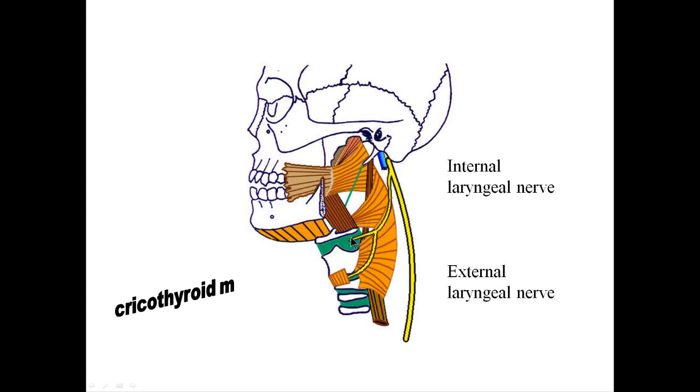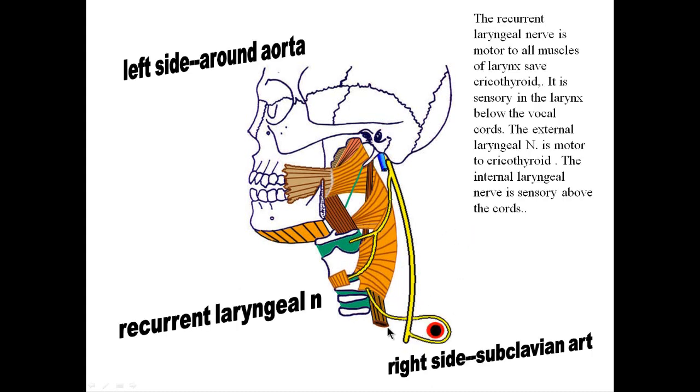The internal laryngeal nerve has no motor branches, but is sensory inside the larynx, the voice box, to everything above the vocal cords. There's another nerve, which we'll see, the recurrent laryngeal, right here, which comes up from below, innervates all the muscles of the larynx, and is sensory below the vocal cords. You can read that here.